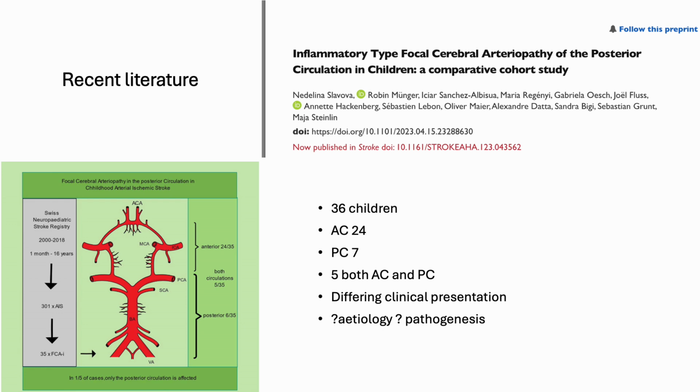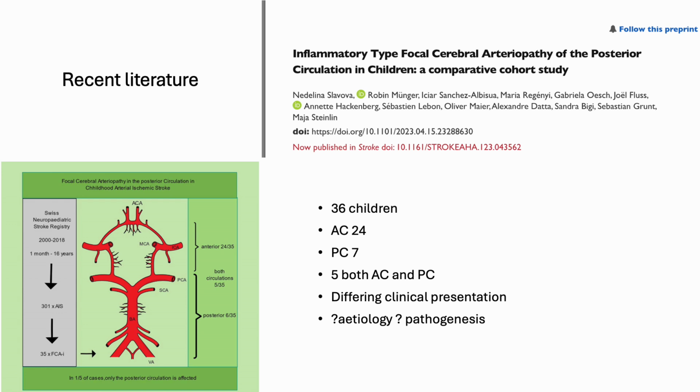Now, the reason why I'm showing you this is because traditionally FCAI is a disease which involves the anterior circulation predominantly, and that is how a lot of stroke clinicians as well as a lot of radiologists know it. But what is really important to know is that it can involve the posterior circulation, and to not be deterred from calling something an FCAI just because there is involvement of the posterior circulation, either in isolation or in combination with anterior circulation involvement. And this study demonstrates exactly that.